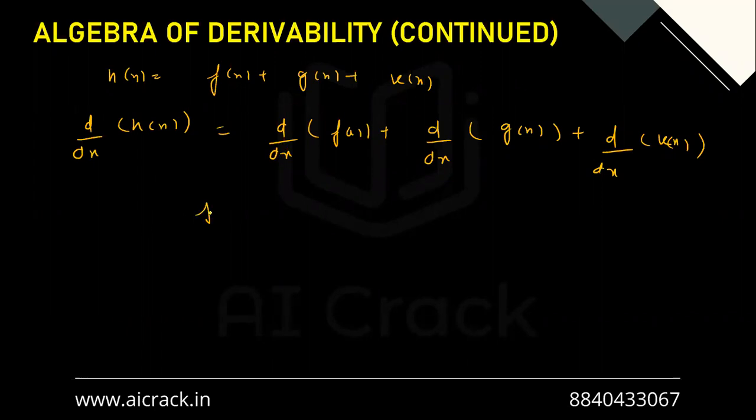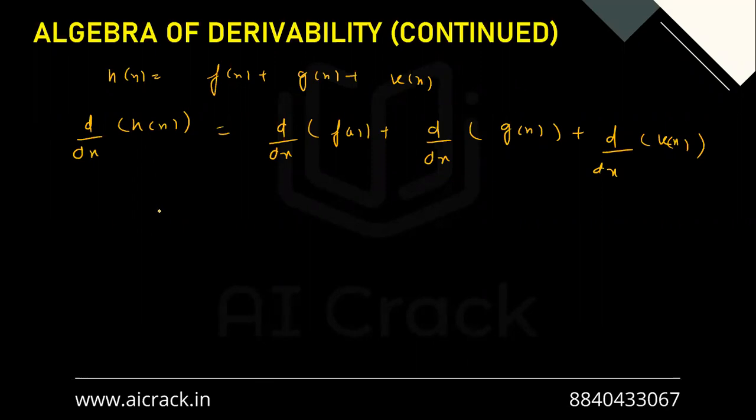Let's say we have a function x square plus 2x. When we are differentiating it, we'll be doing d by dx of x square plus d by dx of 2x. We will be doing it individually and adding it, right? So that's how it goes.